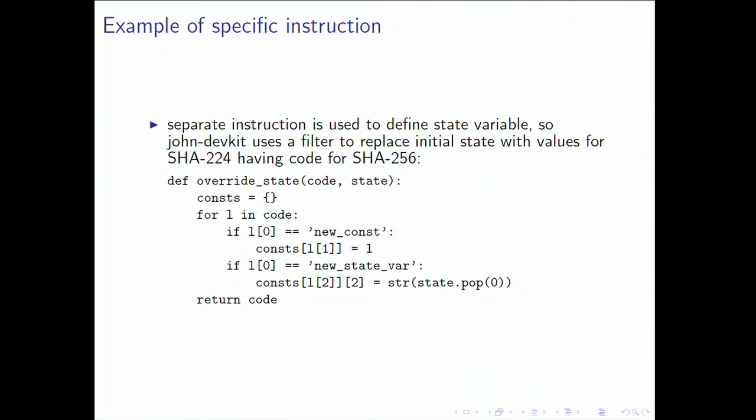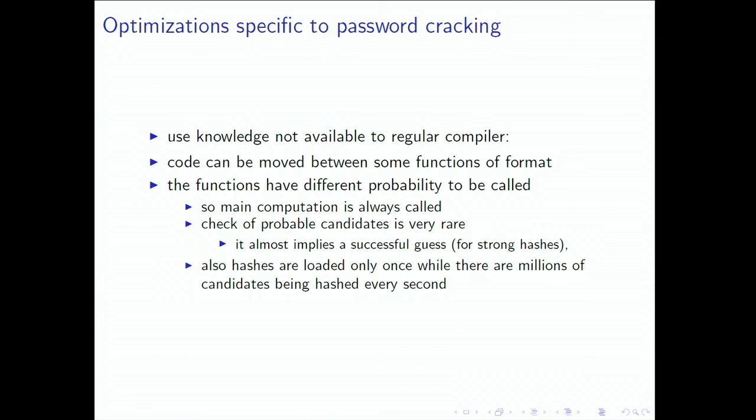So all the work with the bytecode can be a very small function. Now about optimization, which is specific to password cracking and specific to John the Ripper. We, as compiler users, have knowledge that a conventional compiler does not have. We can move code between functions, and we can use knowledge about the probability of functions to be called.